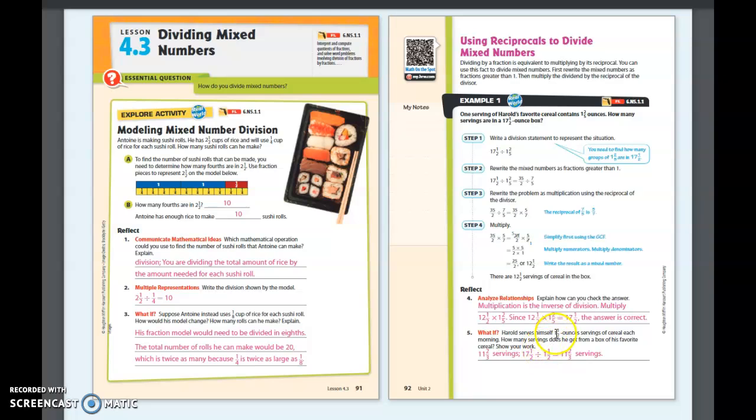Harold serves himself 1.5 ounce servings of cereal each morning. How many servings does he get from a box of his favorite cereal? Show your work. Well, he would get 11 2/3 servings, because I'm going to be taking 17.5, dividing it by 1.5, and that's how I'm going to get the 11 2/3 servings.